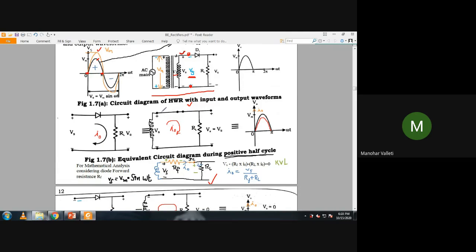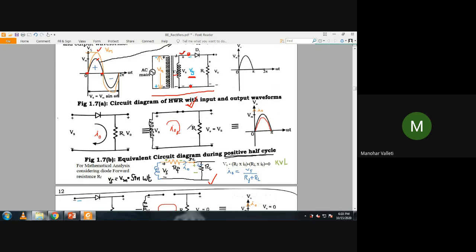The diode is replaced with a short circuit, considering the secondary of the transformer. Now I am assuming an ideal diode, so I am neglecting the diode forward resistance and also the transformer secondary winding resistance. The winding is some wire, so it will have some resistance, right? That resistance also I am assuming as 0 for simplicity of analysis.